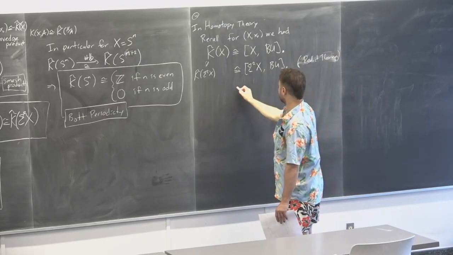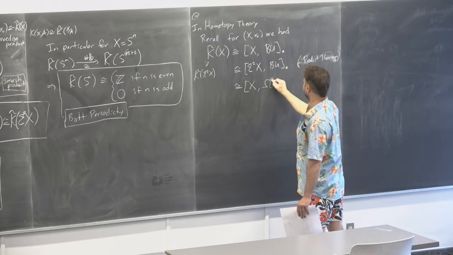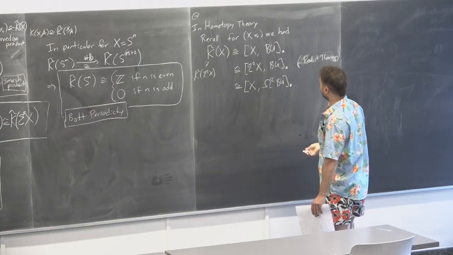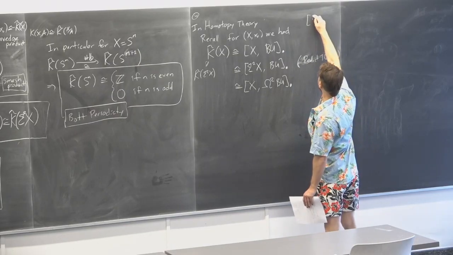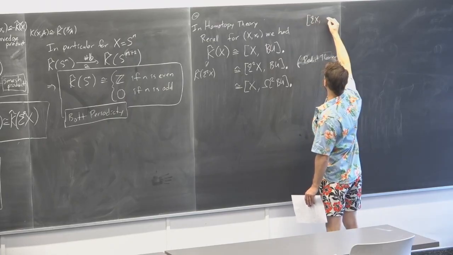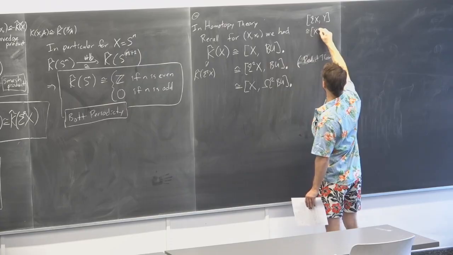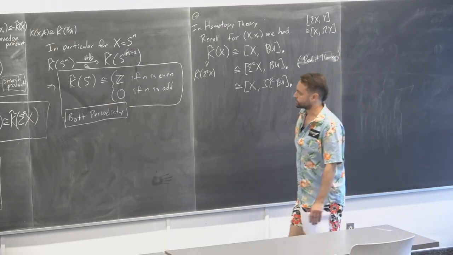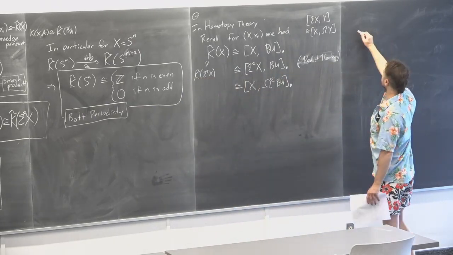And there is a topological phenomenon called the loops-suspension adjunction, which says that for any two pointed spaces, if you map the reduced suspension of X into Y, this is the same as mapping X into the loops of Y. So you can see this sort of geometrically. I'll just do it here.